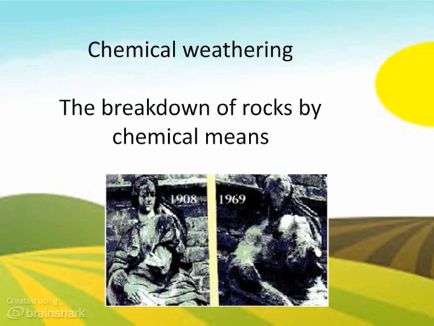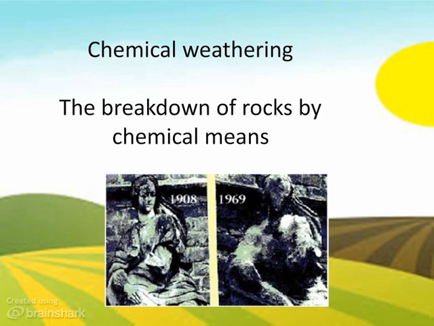The second kind of weathering is chemical weathering. This involves breaking the rock down by chemical means. In this picture, we see the same statue. On the left, we see it in its earlier form. You can see it's of a person and you can see the features of the person.